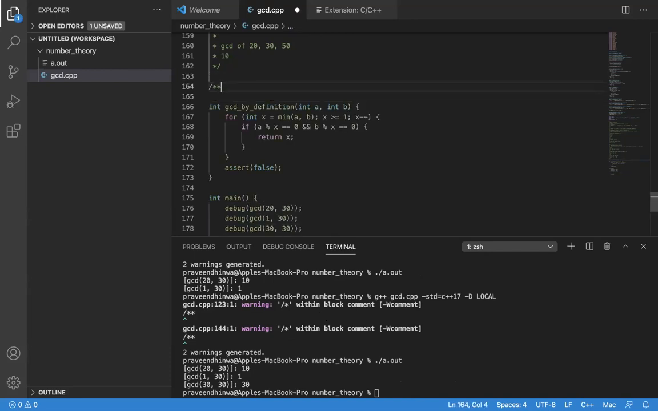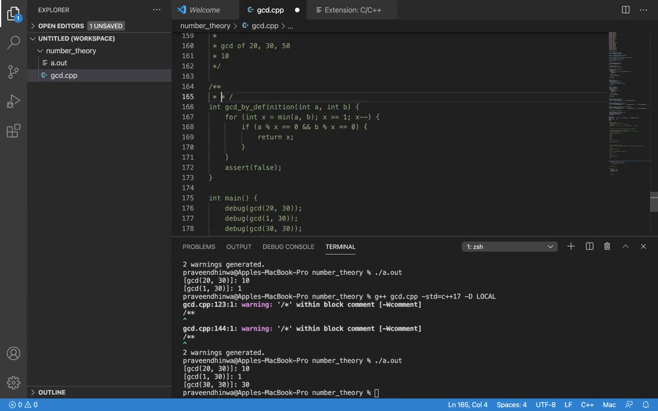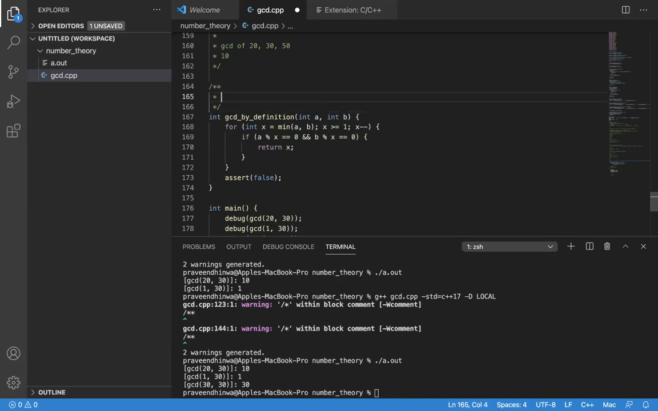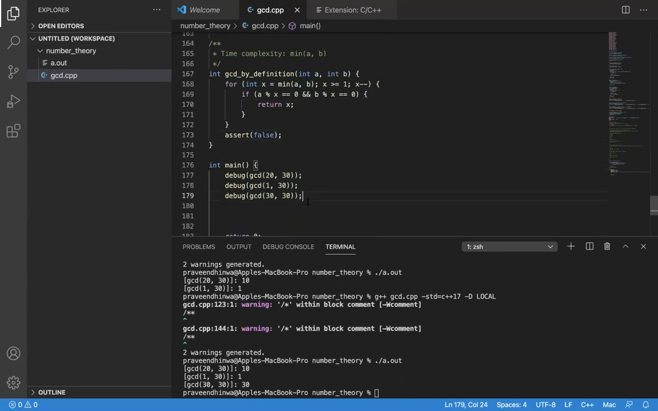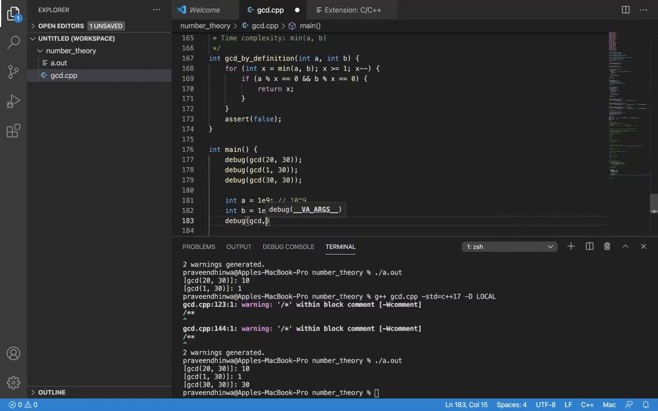So this is the simplest program. What will be the time complexity of this program? This would be the minimum of a comma b. So if a and b are very large, this program will not run in time. So let's say int a is equal to 1e9, which is 10 power 9, and b is let's say 1e8, and I want to find GCD of a comma b. Let's see how much time it takes.